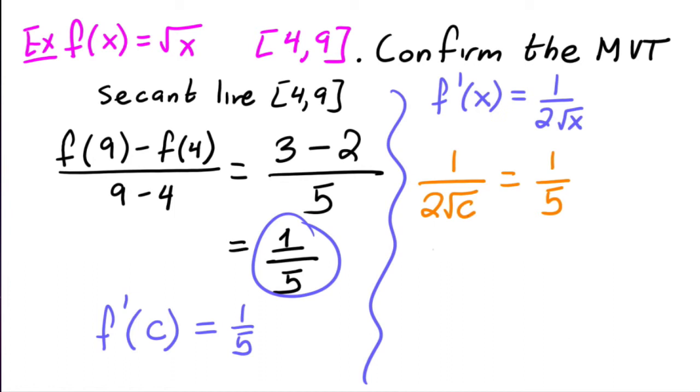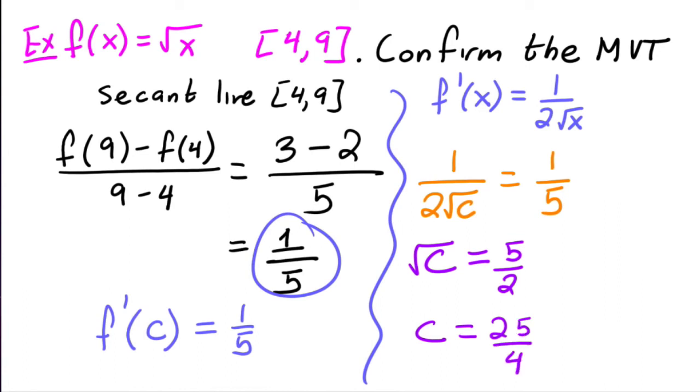So, doing a little algebra here, I would get that square root of c is equal to 5/2, and so then c is equal to 25/4, which is, let's just turn it into a mixed fraction, 6 and 1/4. So notice that 6 and 1/4 is in between 4 and 9, and so that's all the mean value theorem says.